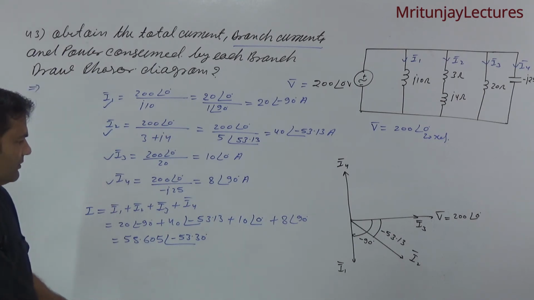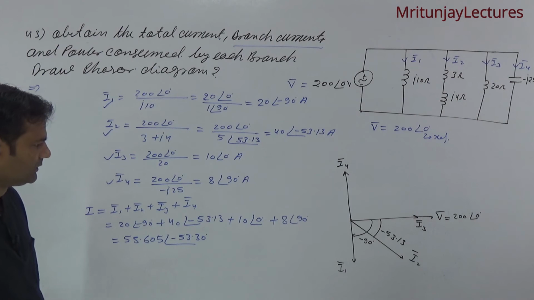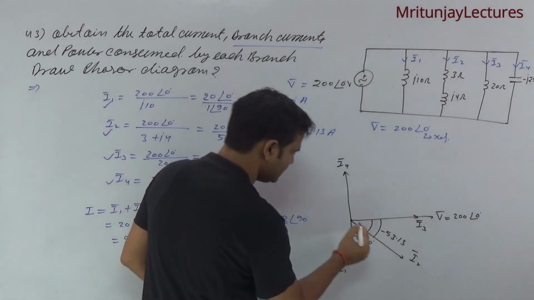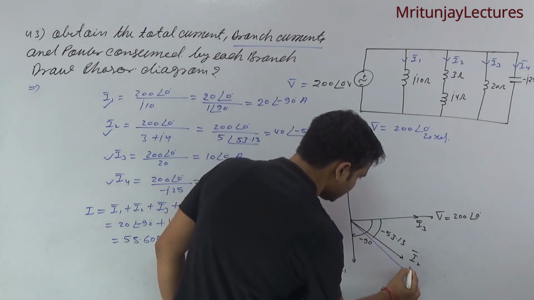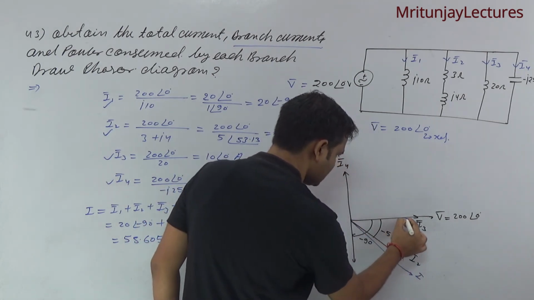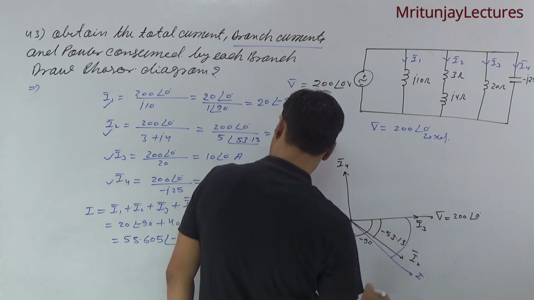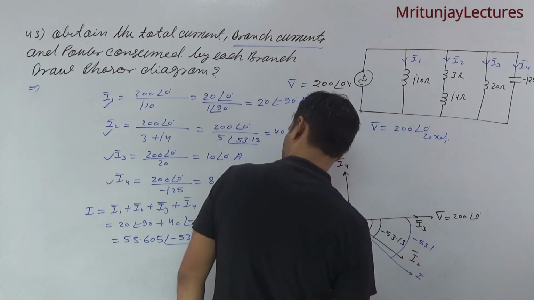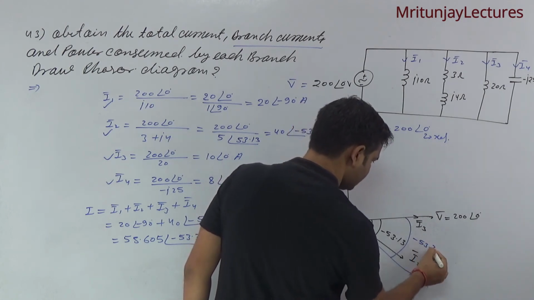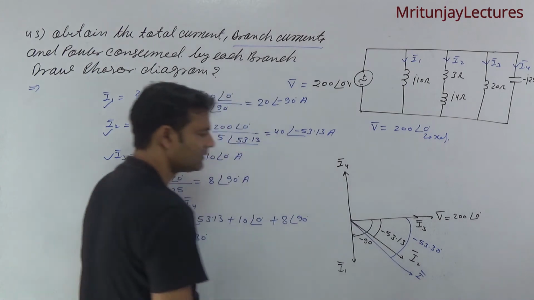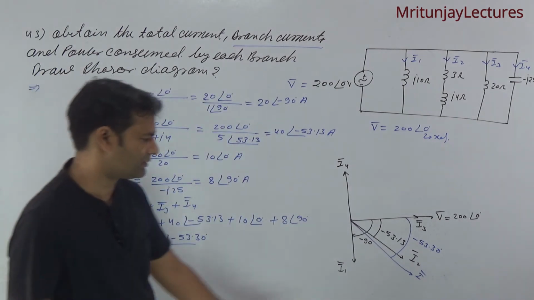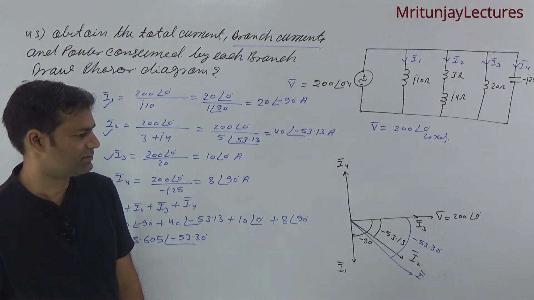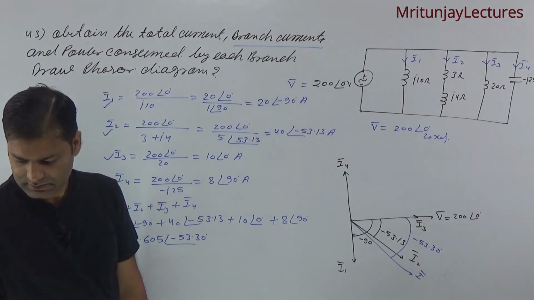53.13. Okay. The resultant of this one is, finally we got like this, that is I. This one is minus 53.13. This is the resultant. The resultant represents like this one. Clear or not? This is the final representation of the phasor. Okay.